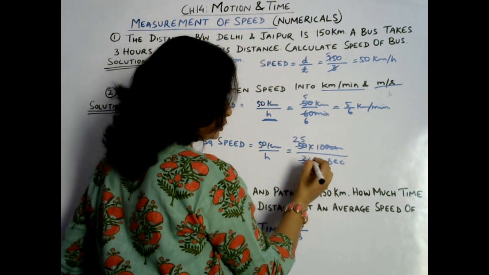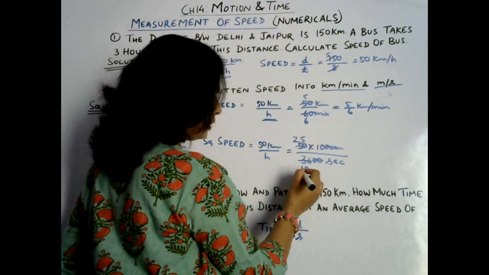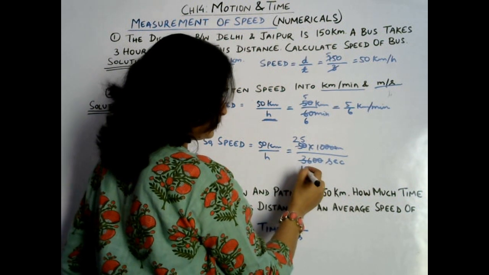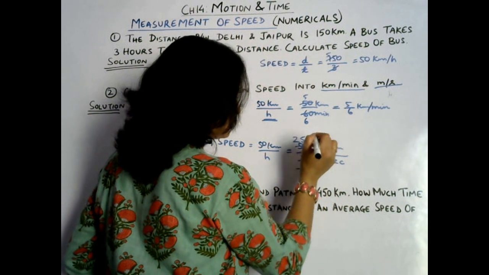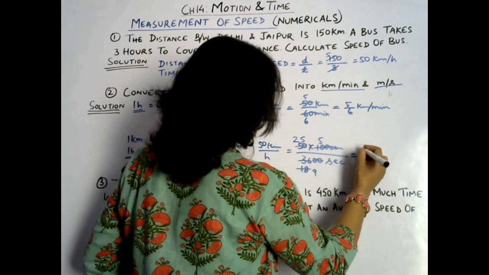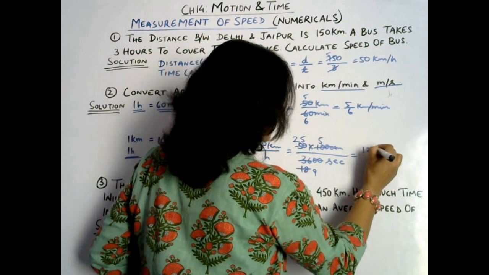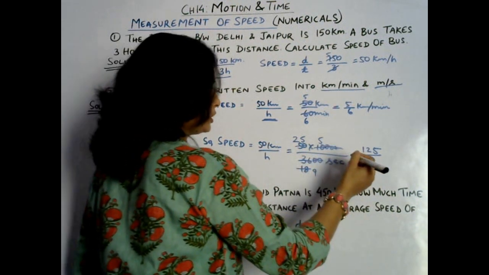So let us cancel the zeros, then divide by 2. 25, then 18. Again, how can we divide it? Again by 2. Okay. So what is the value here? 125 upon 9. This is meter per second.